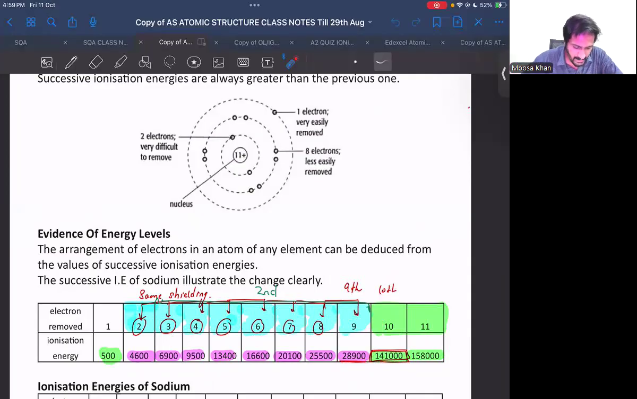So the first big jump in the sodium atom was between the first and second ionization energy, and this proves that once you have removed the first electron, the second electron that you're going to remove would be in the inner shell. This tells you that the valence shell of sodium must have only one electron.